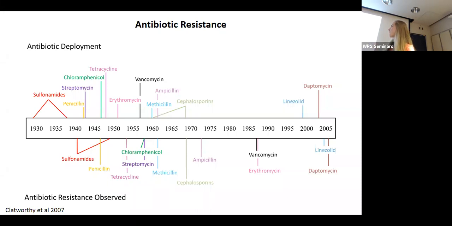So we have penicillin here, which was deployed around 1941, and shortly after, in about 1946, resistance was already observed. Some of these antibiotics take a little bit longer for resistance to be observed, but for all of these that are shown, resistance has eventually been observed after implementation in medicine.